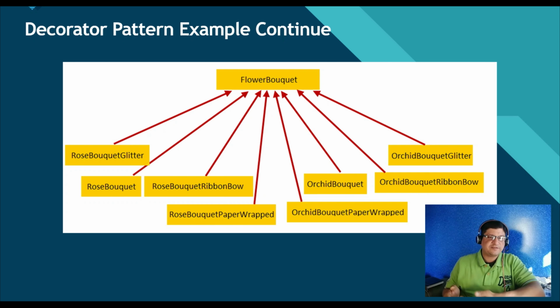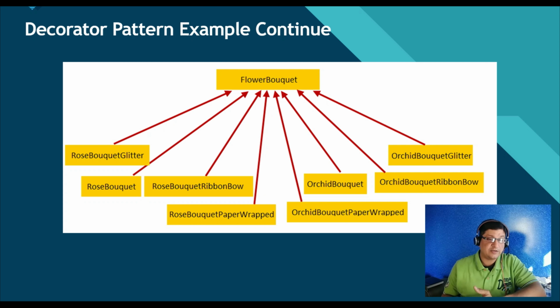So what we have seen is the class explosion, and that too while adding only a single type of decoration to the bouquet. Imagine a bouquet with multiple decorations. For example, a rose bouquet with both ribbon bow and glitter, or an orchid bouquet with paper wrap, ribbon bow, and glitter. Some more points to consider here: what if we want a rose bouquet with double paper wrap?